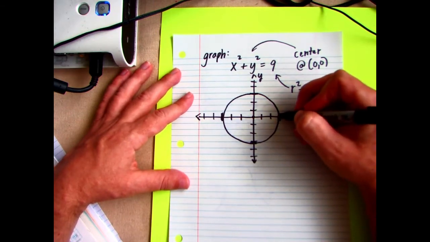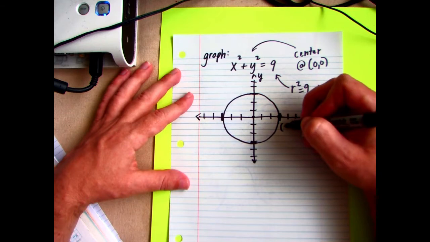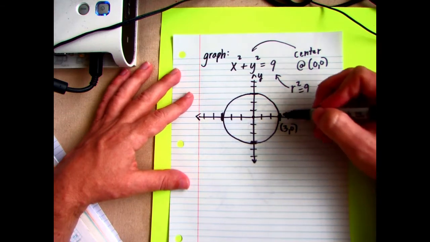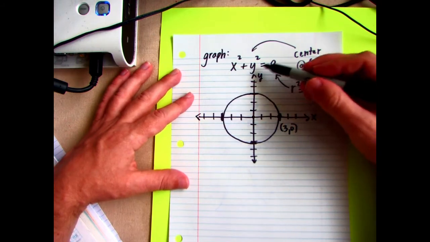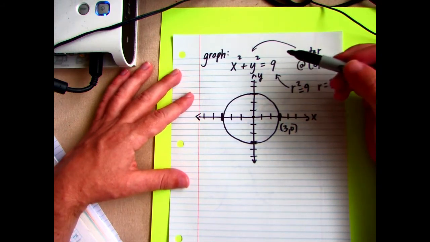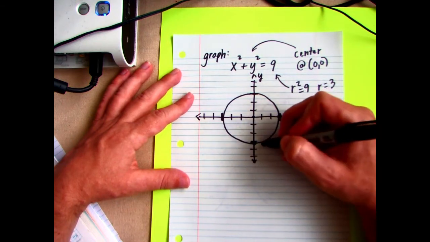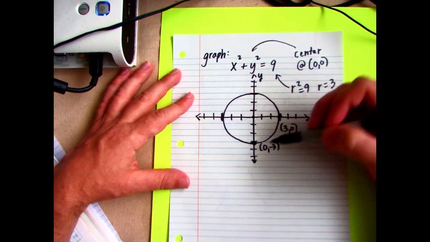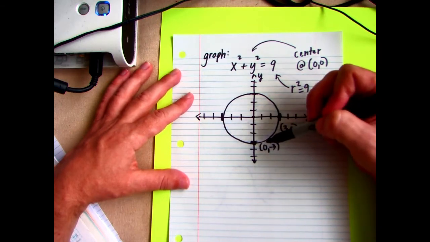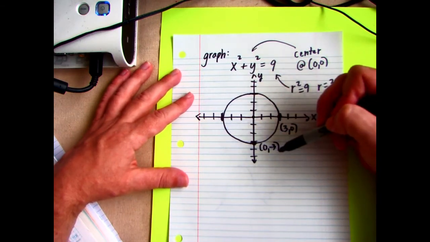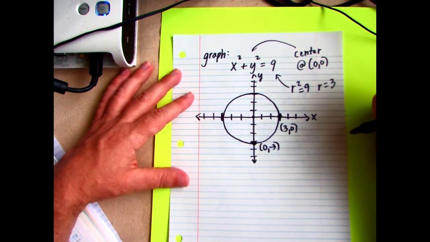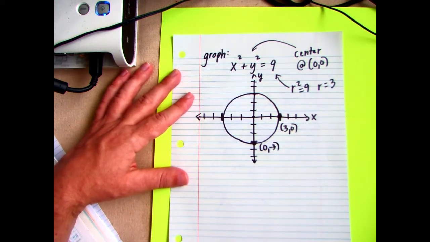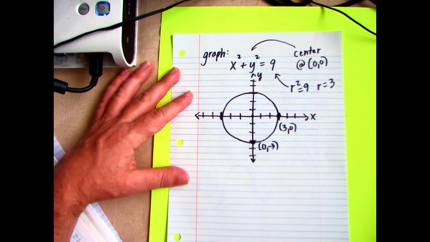It's that simple. So it makes sense that the point 3 comma 0 is on my circle. If you plug in 3 for x and 0 for y, you get a true statement. 3 squared plus 0 equals 9. Same thing with this point, 0, negative 3. That point should be on the circle. If you plug in 0 for x and negative 3 for y, you get another true statement. Negative 3 squared is equal to 9. So there's my circle.